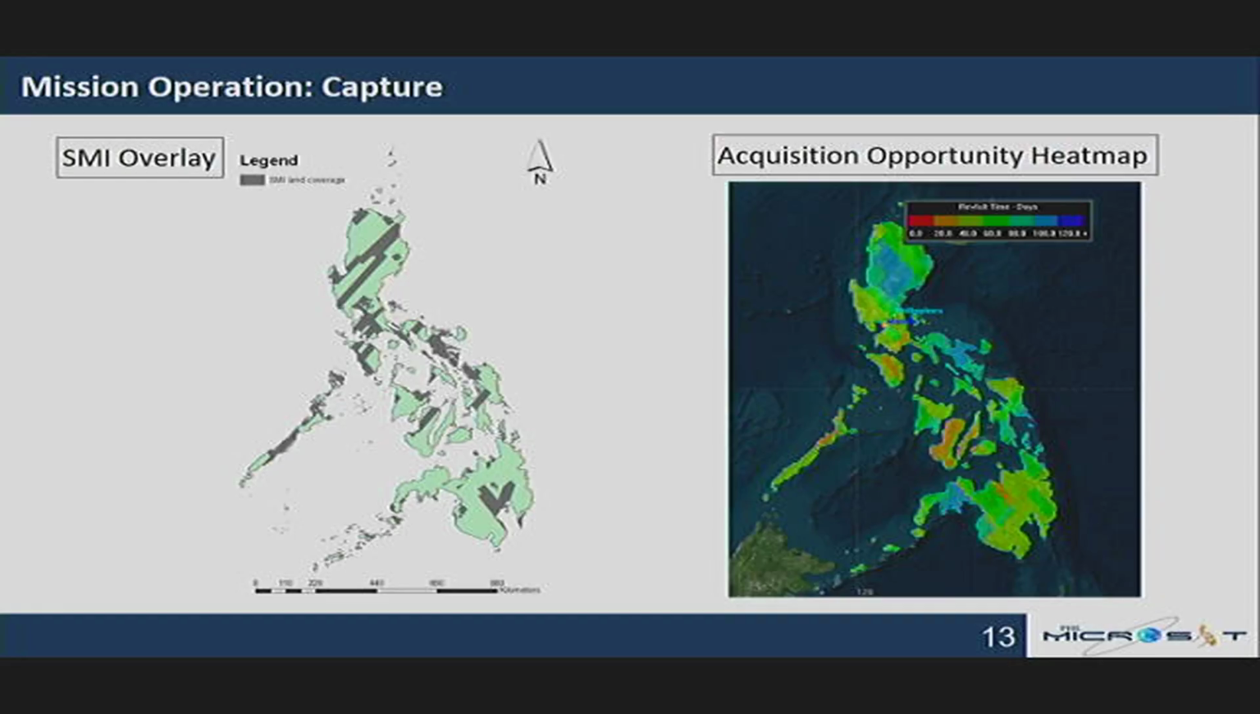The image on the left shows the areas that we've already captured. So we've covered approximately 33% of the entire Philippines. And then here on the right is an example of a heat map of where Diwata 1 is most likely to pass over, and hence which areas are most likely to get captured. So the greener or the bluer they are, the higher their chances of there being an image.